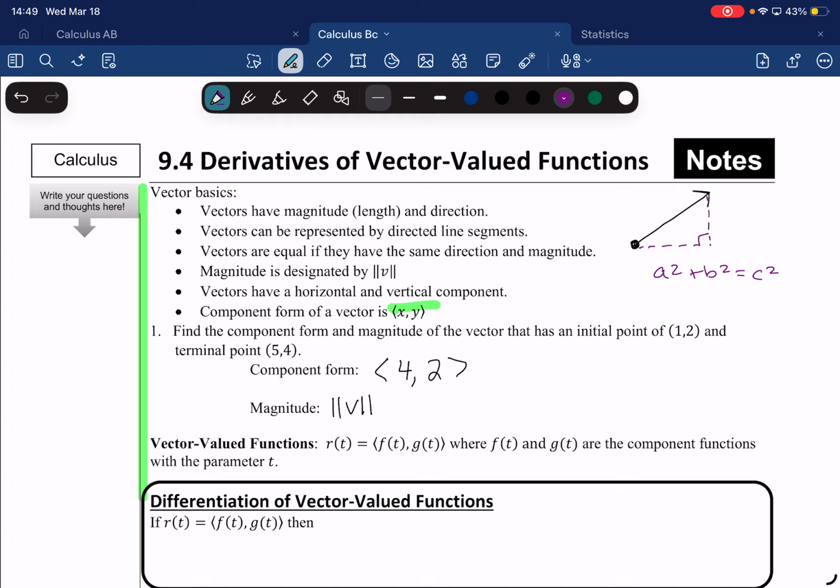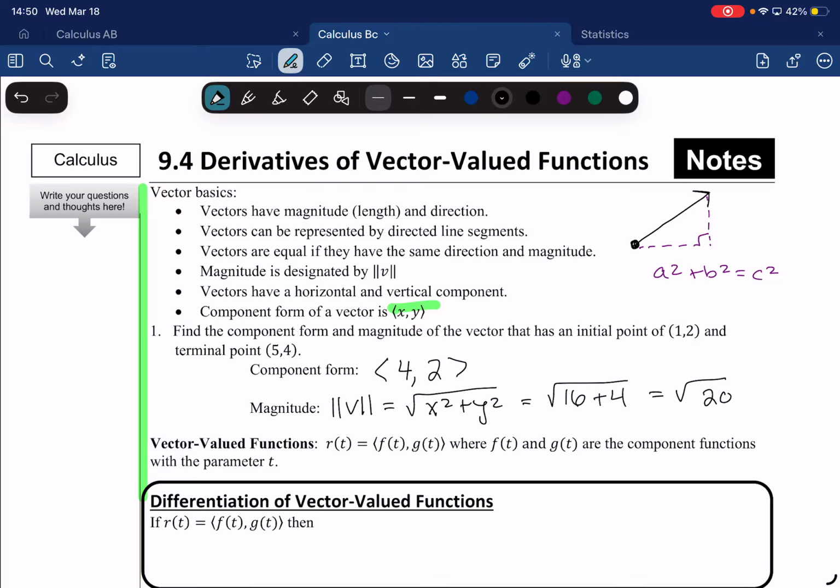So in order to find that length or that magnitude, we're going to say that c is equal to the square root of a squared plus b squared. But since our terms are in terms of x and y, this formula is the square root of x squared plus y squared. Since we already have the component form, we have x and y. So I'm plugging in 4 for x, so I have the square root of 4 squared, which is 16, plus 2 squared, which is 4. And so the magnitude, or the length of that vector, is the square root of 20, and that would be my answer.